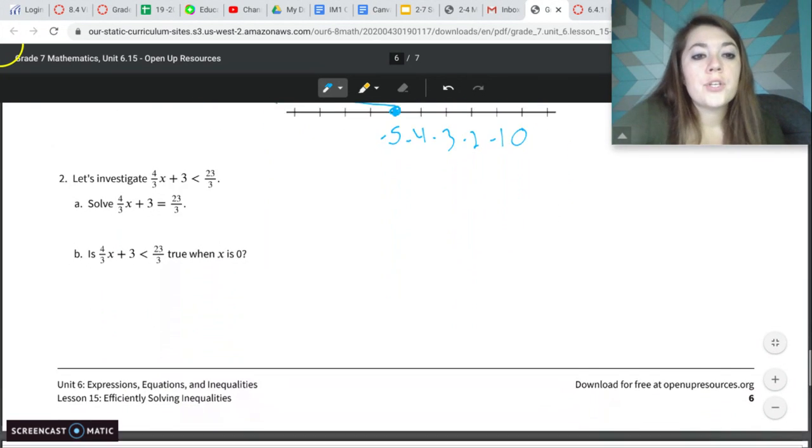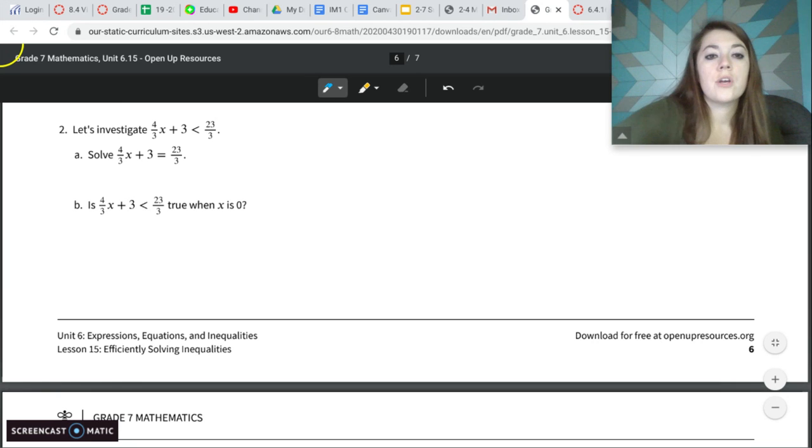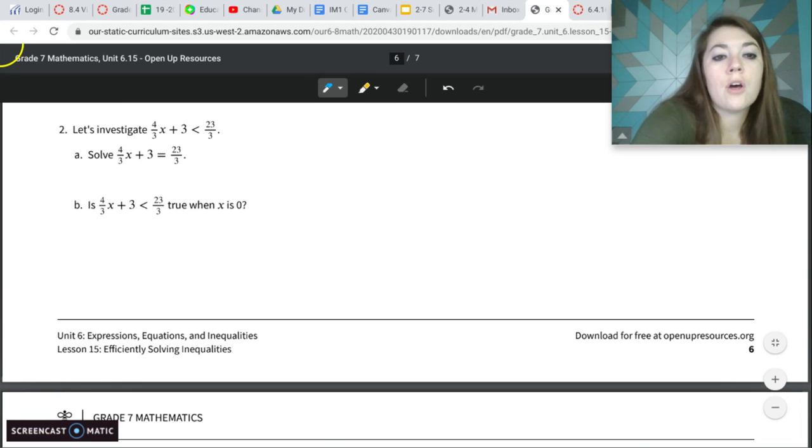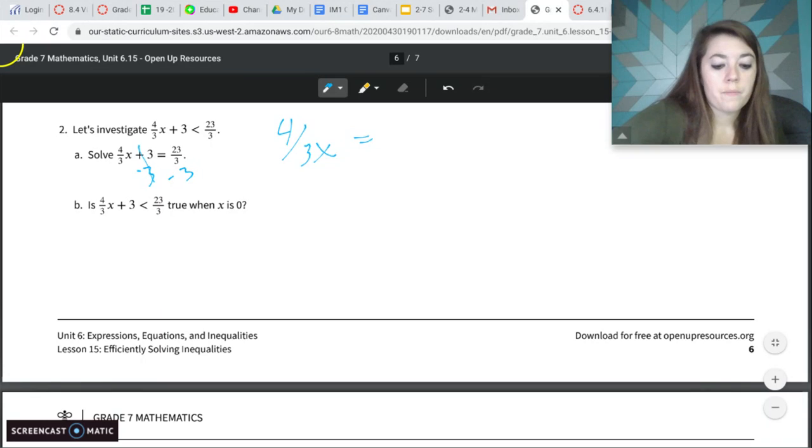All right, number 2, let's investigate 4/3 x plus 3 is less than 23/3. So we need to solve. We're going to start by subtracting 3. So we have 4/3 x equals 23 thirds minus 3, which is 14 thirds.